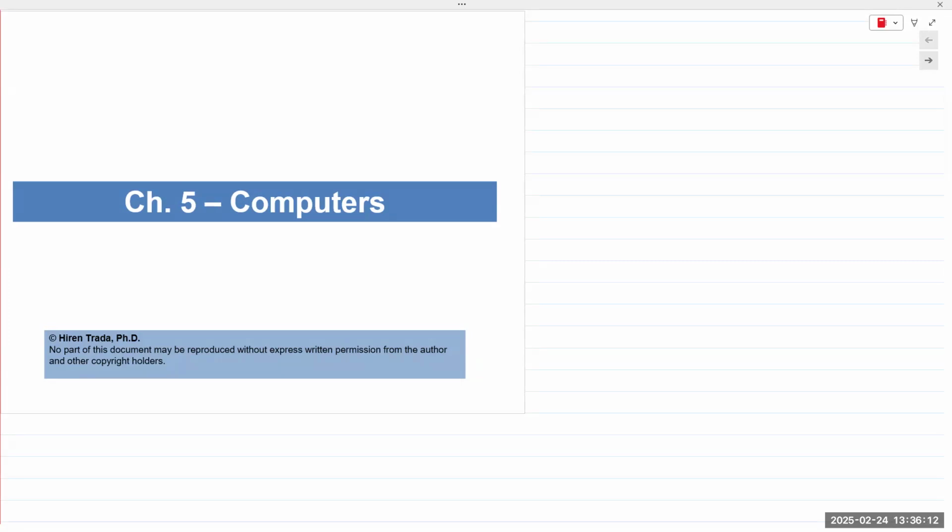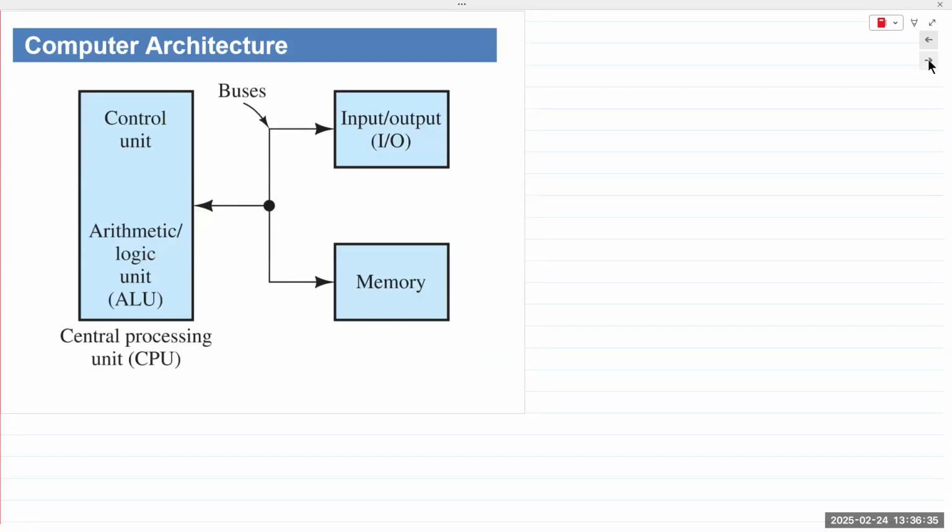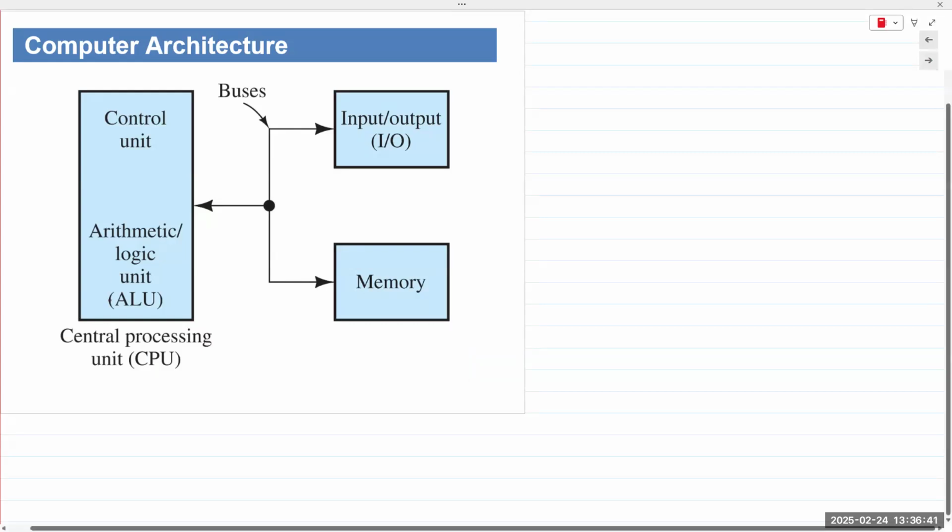Okay, so chapter 5. All right, so we looked at logic circuits so far, right? Logic circuits, and then we use them to implement our mathematical functions. Now we see how these digital circuits, as hardware, can be organized to form computers. So computer architecture and organization is what we'll talk about a little bit here.